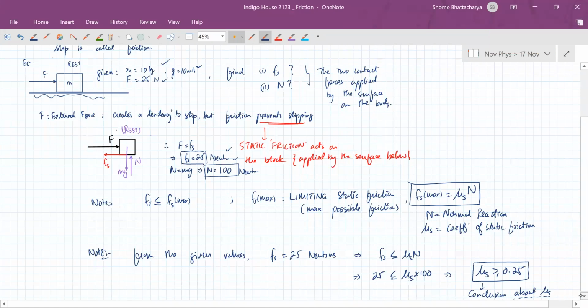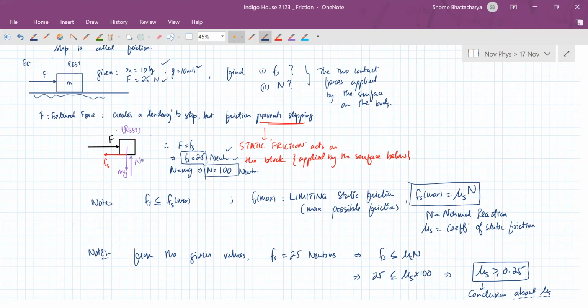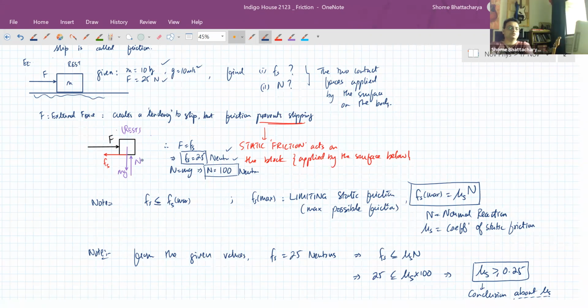Sir, if the coefficient of static friction is less than 0.25, then what will happen? The body will slip or it will not slip? The moment we apply a 25 newton force, it will start slipping. Imagine the free body diagram. Suppose the coefficient of static friction was 0.2 instead of 0.25. Then what is the maximum friction available? 20 newtons. So can a 20 newton friction balance an external force of 25 newtons? It cannot. So that's how we know it cannot be less than 0.25, because we are given in the question that the block is at rest with the application of 25 newton force.